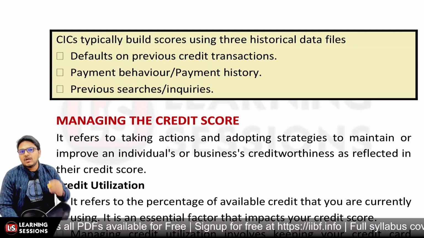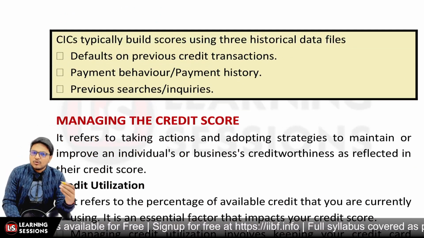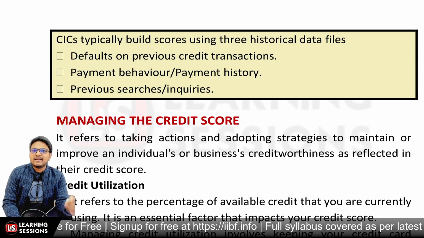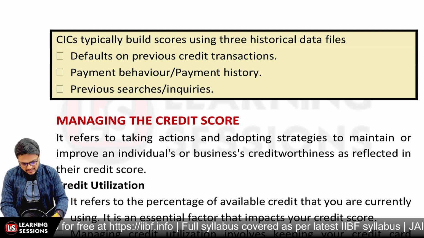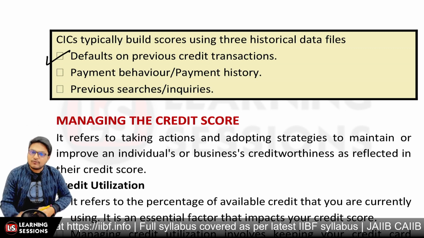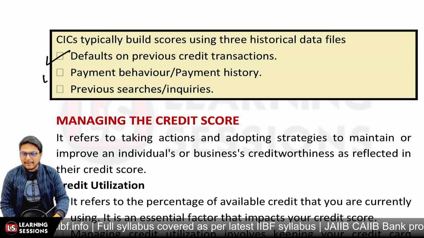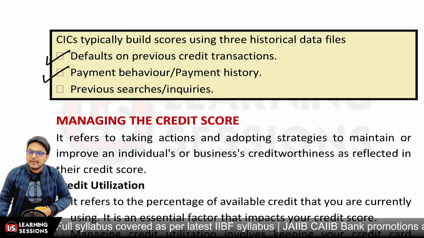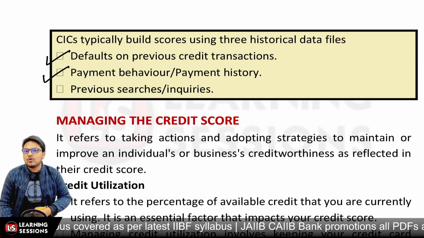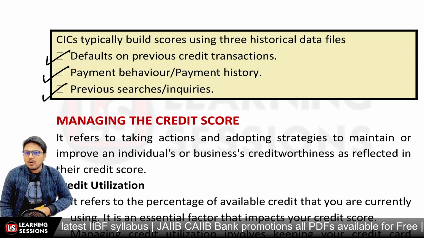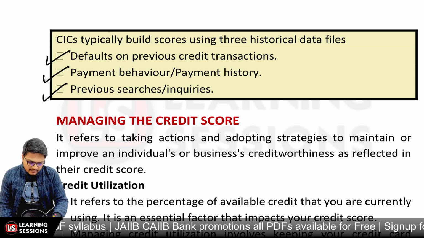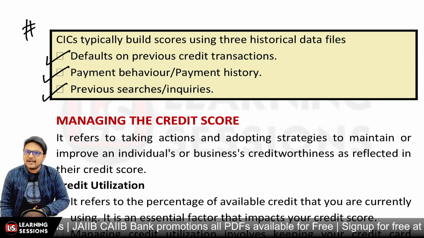Now, what are the different concerns which are looked into by the CICs while they are preparing the credit score? They look for the defaults, like if there is a default in the previous time, they look for the same. They also look for the payment pattern, that is, your payment history, and also they look for the previous searches or previous inquiries. So all these things are looked into while CICs are preparing the credit score, right?